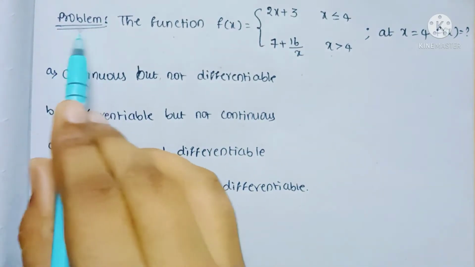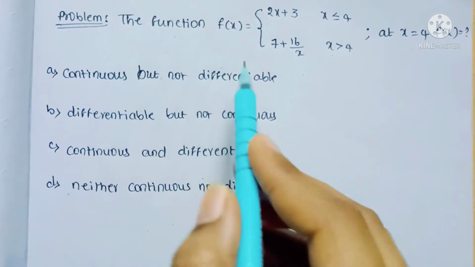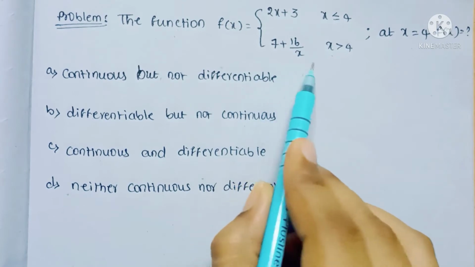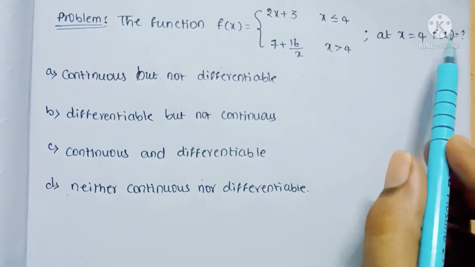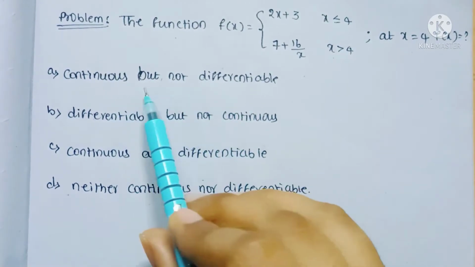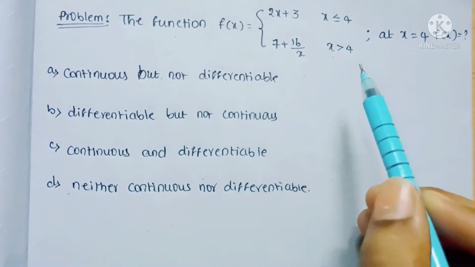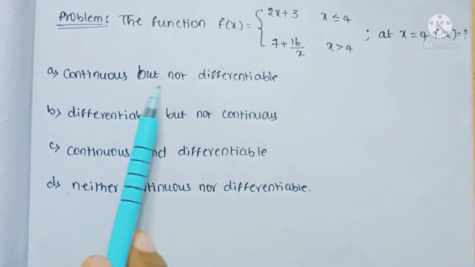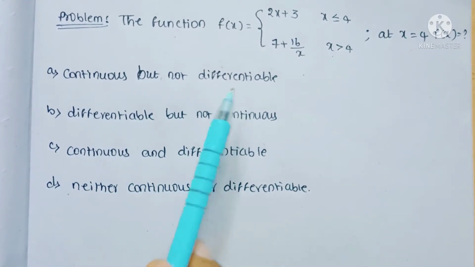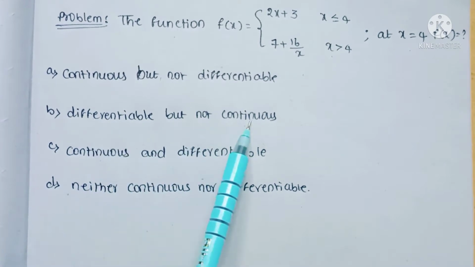Today we will see some problems, okay? They are given an f of x function and they are asked to find at x equal to a whether f of x is continuous or not continuous, differentiable or not differentiable, okay? If you see the options here, continuous but not differentiable and differentiable but not continuous.